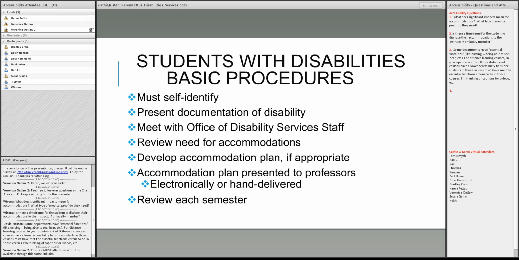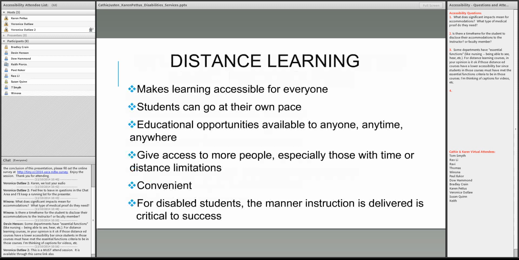So many students with disabilities find distance learning to be a great way to learn when they're worried about accessing campus and parking and things like that. And some people find that working at their own pace is really good. But for some students, distance learning can be a problem if they have difficulty making themselves do things, meeting deadlines.